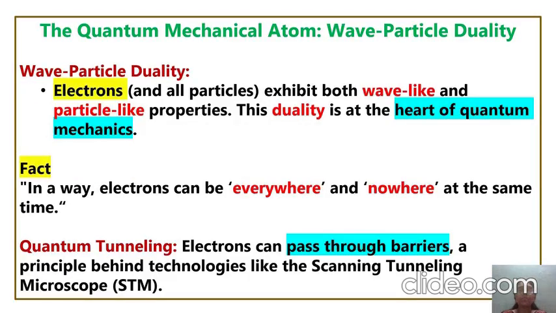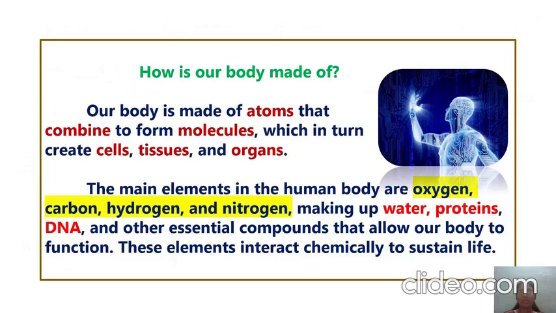Then came de Broglie. He was the one who proposed duality. He said that electrons exhibit both wave-like and particle-like properties. He named it duality, which became the heart of quantum mechanics. Now, as I said before, everything around us, including ourselves, is made of atoms.